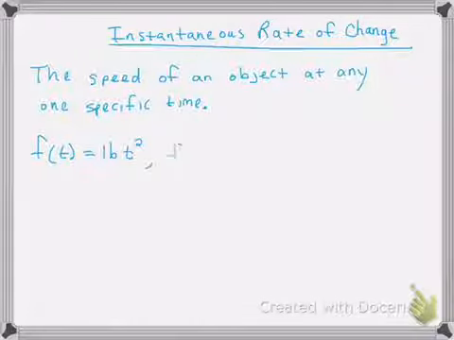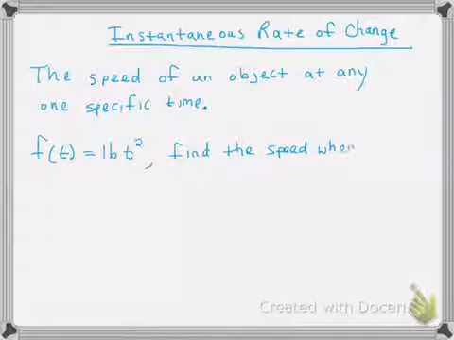So I'm going to show you how we can actually do that and accomplish this, right? First off, I need a function. So I'm going to say my function, f of t is equal to 16t squared. What I want to do is find the speed of this object, whatever the object is, when the time is equal to 1 second, right? So now I've got this time interval. I know that it's at this specific point.